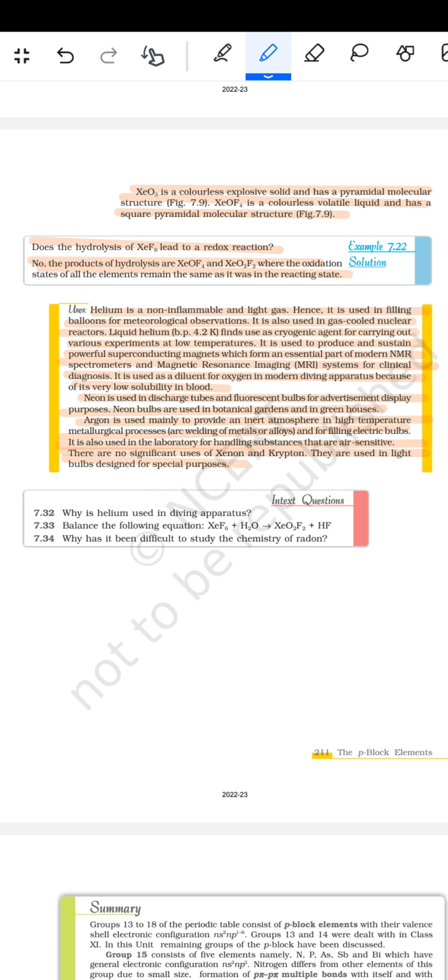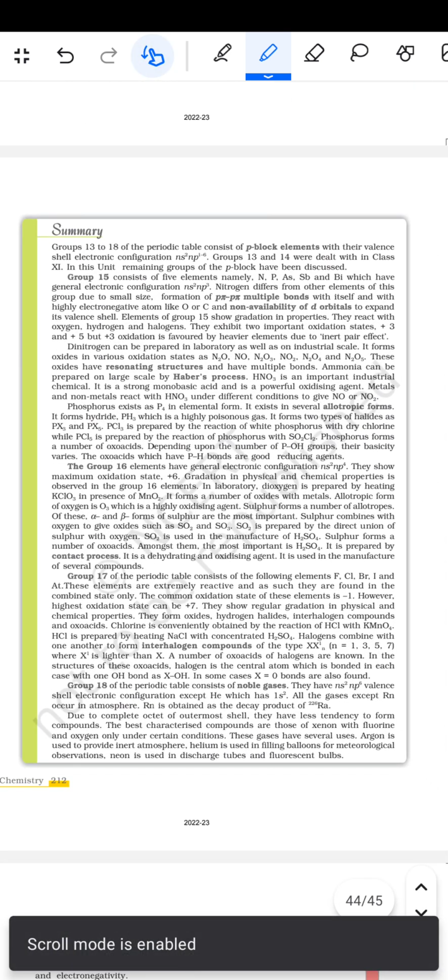In-text questions: why is helium used in diving apparatus? Balance the following equation: XeF6 plus H2O gives XeO2F2 plus HF. Why has it been difficult to study the chemistry of radon? Now the summary.